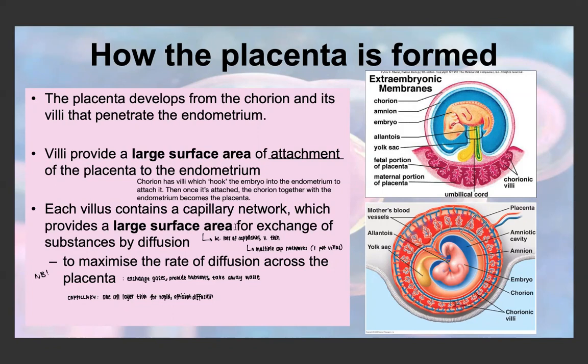And we know that the villi contain a capillary network to provide a large surface area for exchanging substances by diffusion. Because it's got lots of capillaries and lots of capillary networks, and these capillaries are very thin, they're only 1 cell thick, so diffusion can occur rapidly. This maximizes the rate of diffusion across the placenta, so to exchange gases such as oxygen and carbon dioxide, nutrients, and remove waste. We know that a capillary is 1 cell layer thin for a rapid and efficient diffusion.